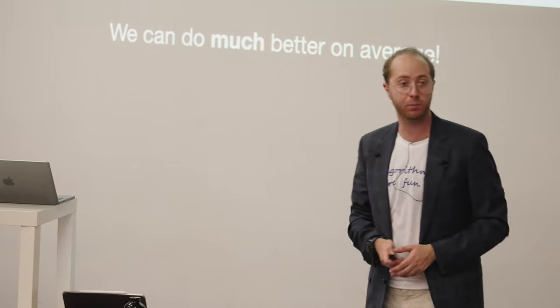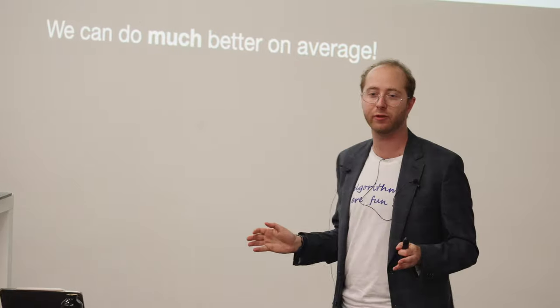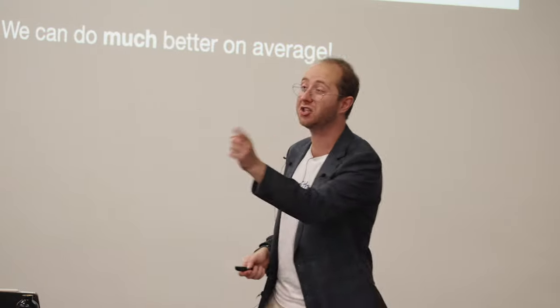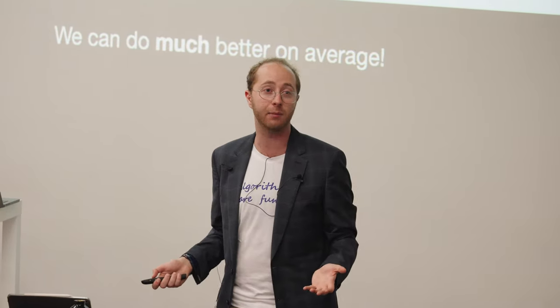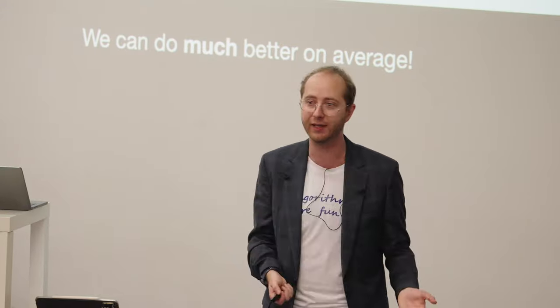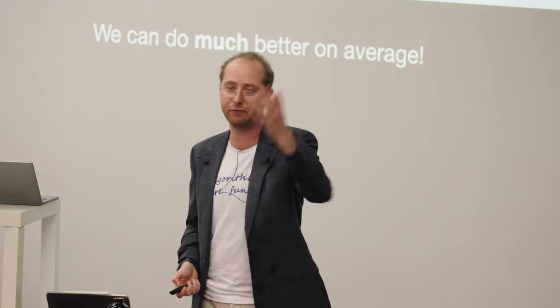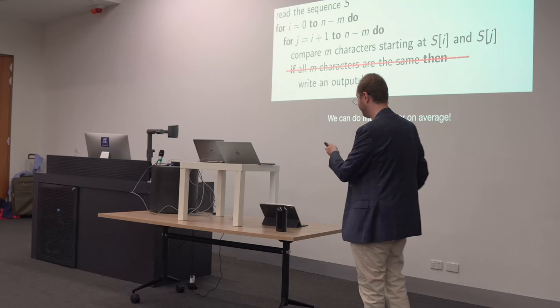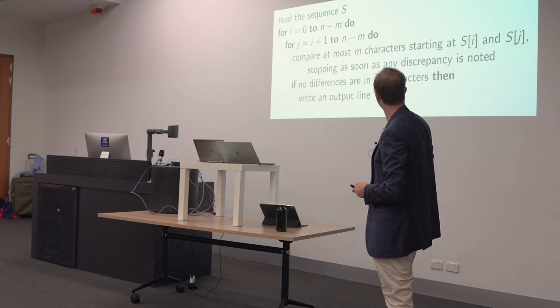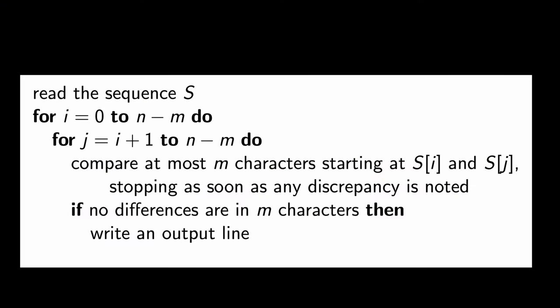So as we explored before, we can do much better on average, because on average, we're not required to check all the letters, since most of the time we're not going to find a repeat. For every non-repeat, chances are that the first letter doesn't match, so we can just stop as soon as we find the first non-matching letter, as we said before. So here's our new algorithm. Compare at most M characters, starting at s i and s j, stopping as soon as any discrepancy is noted. Already much better. How much of an improvement is this going to give us on average?